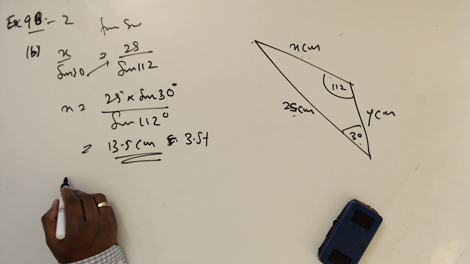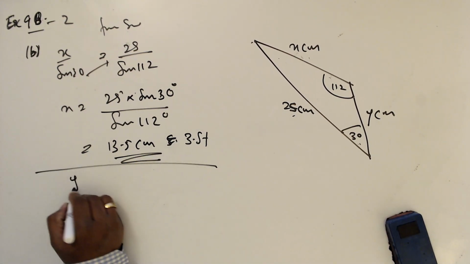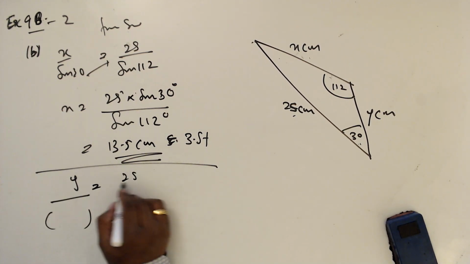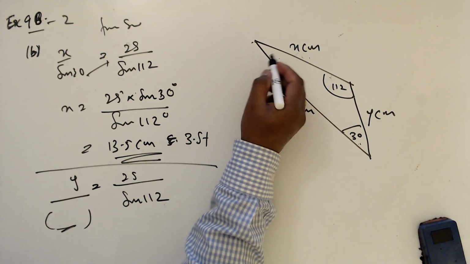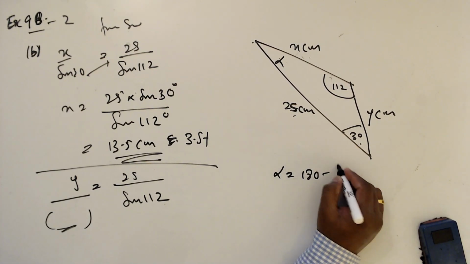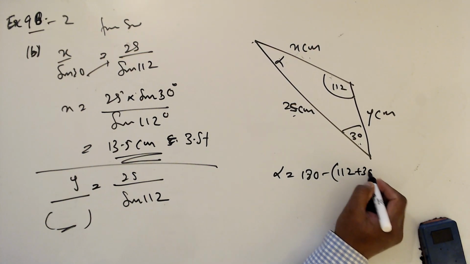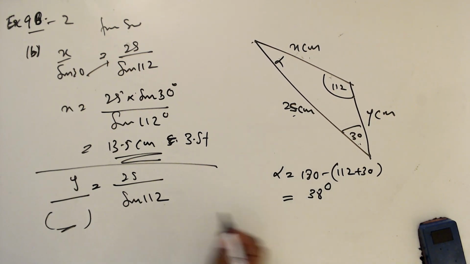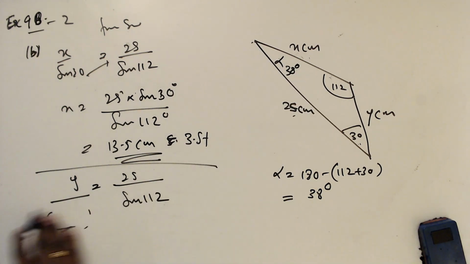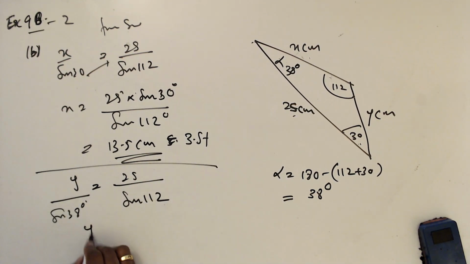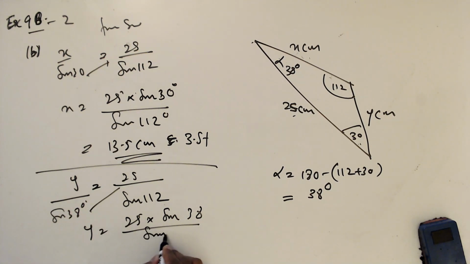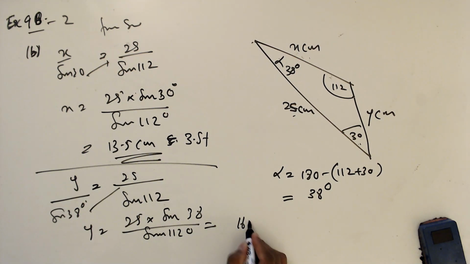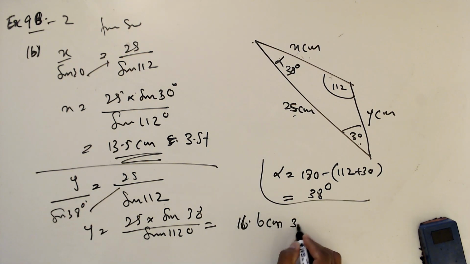Now again I have to write, to find y, y over this one equals 25 over sine 112. Then what is this angle? This angle is alpha, then alpha equals 180 minus the addition of those two, 112 plus 30. So this angle is going to be 38. Then this is going to be sine 38. Then y equals, cross multiply, 25 times sine 38 divided by sine 112, equal 16.6 centimeters to 3 SF.